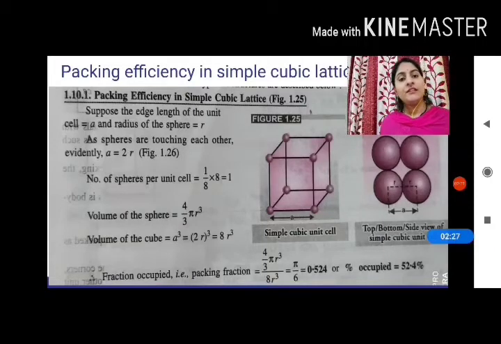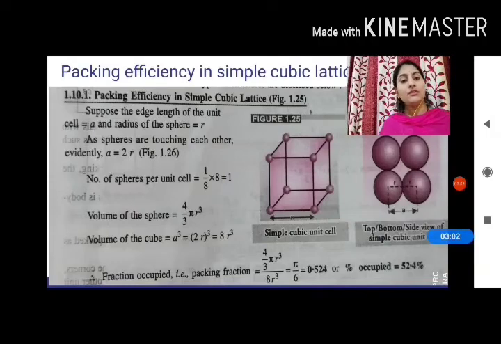Volume of the sphere would be 4 upon 3 pi r cube. Volume of a cube we all know is side cube, that is (2r) cube, which is equal to 8r cube. So the fraction occupied, that is the packing fraction, would be equal to number of atoms per unit cell into the volume of the sphere into 100 upon the volume of the cube. So here we have 4 upon 3 pi r cube, the volume of the sphere, multiplied by 1, upon 8r cube, the volume of the cube.